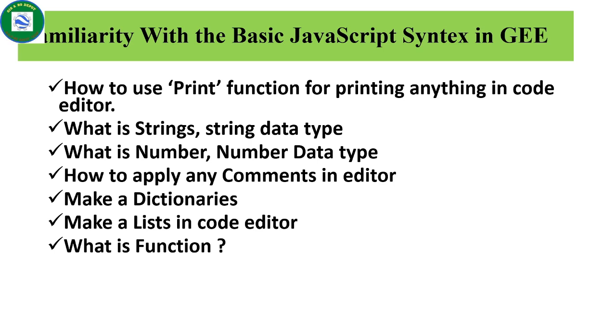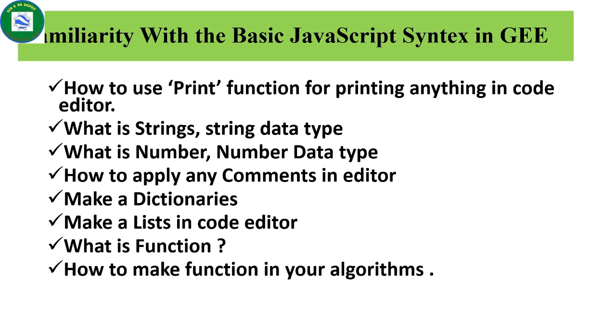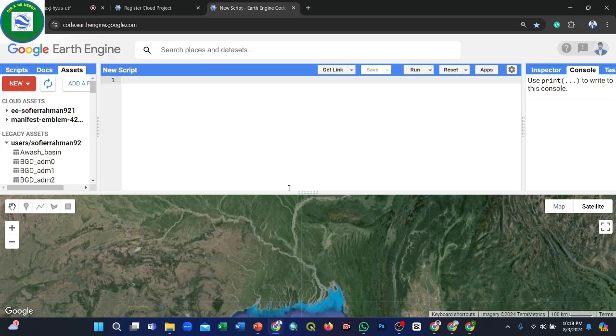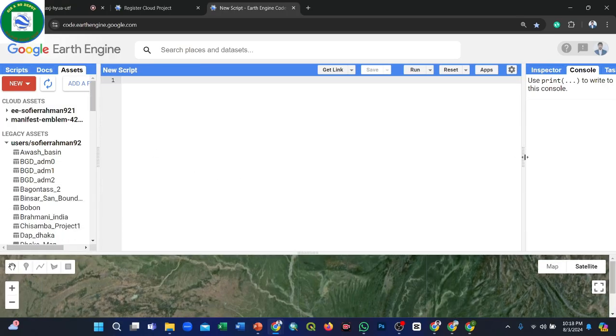So this function is very helpful for you. Okay, so how you can easily make a function, then how to make a function in your algorithm. First of all, we use the print function. So, what is our print function? Print function is used for printing anything.